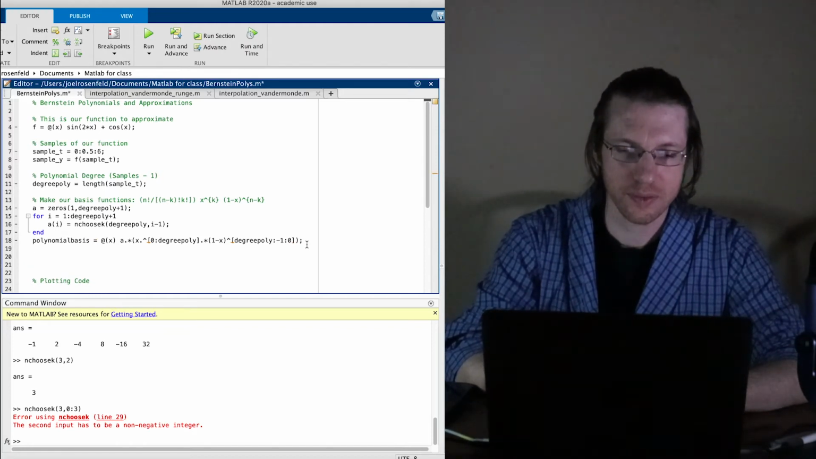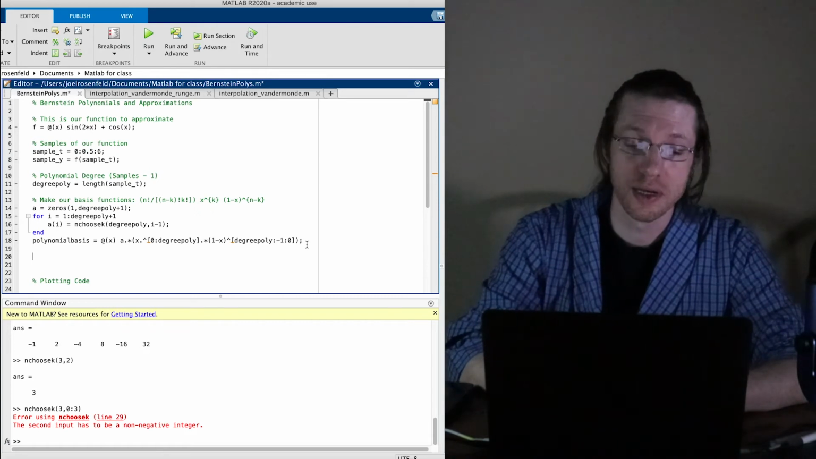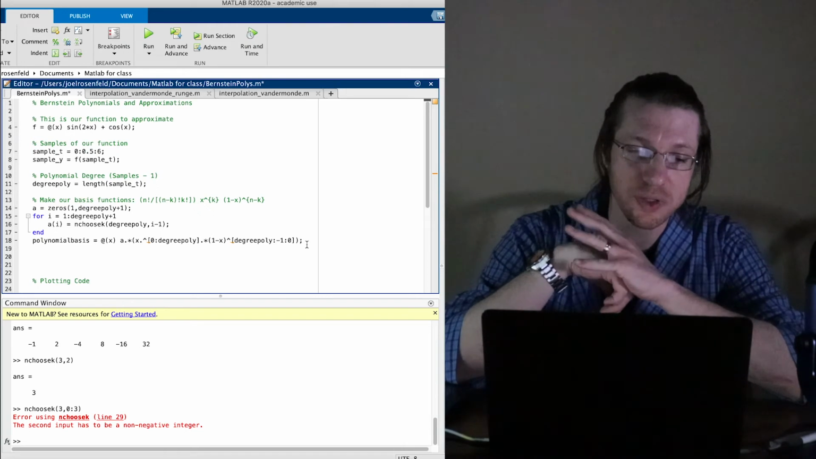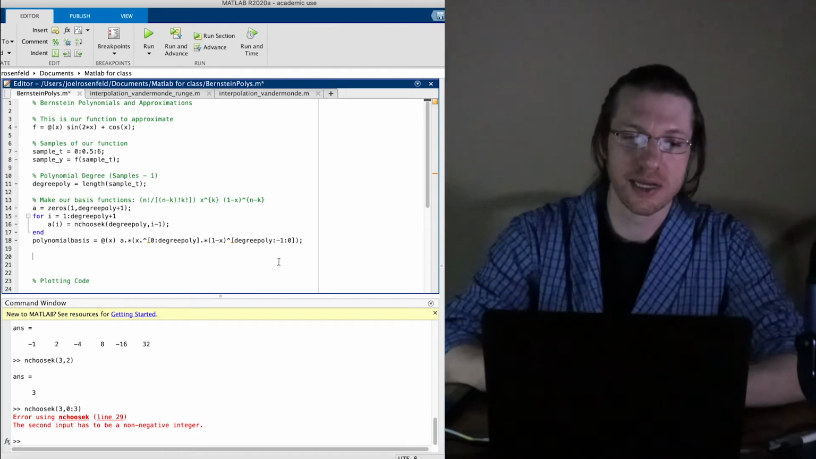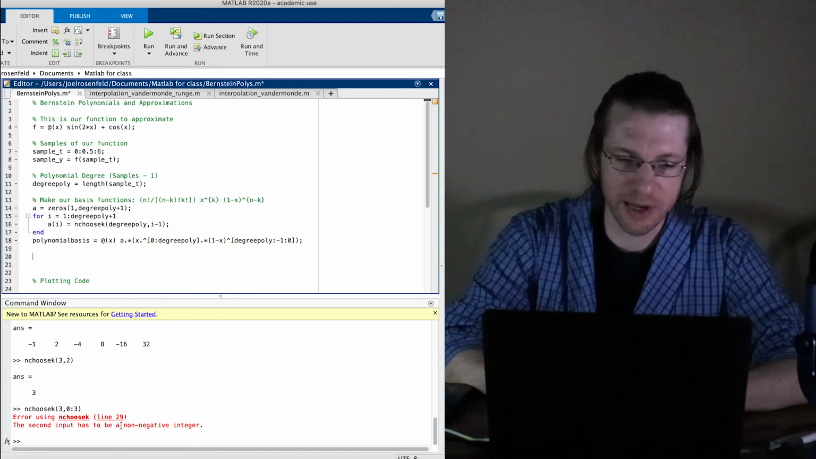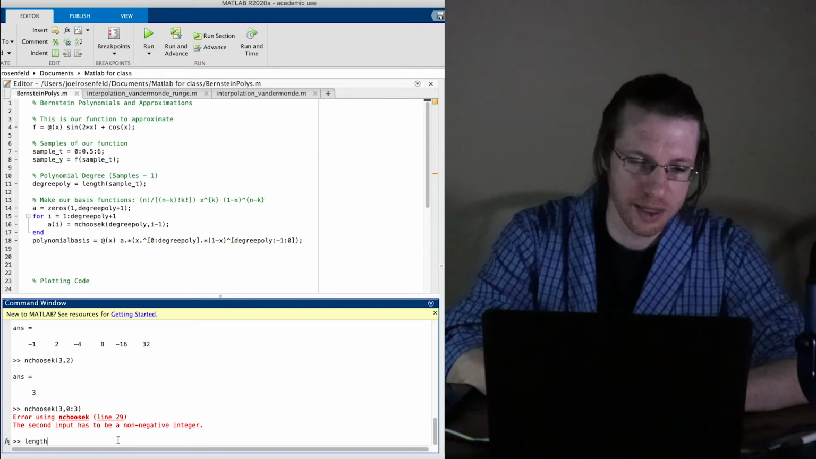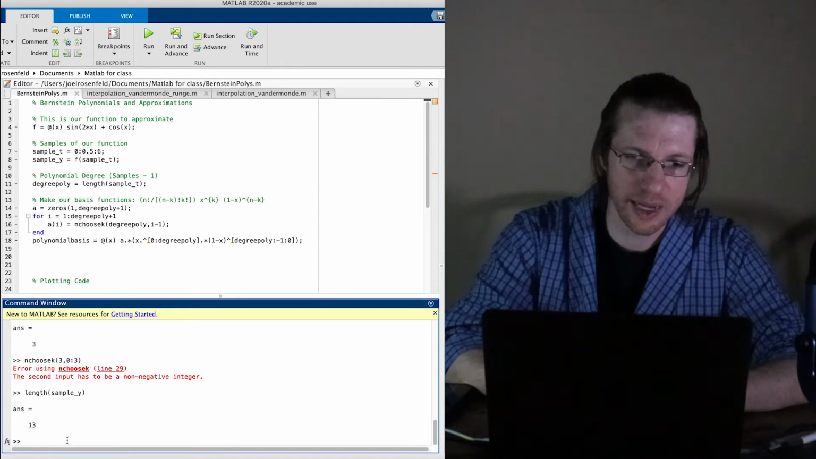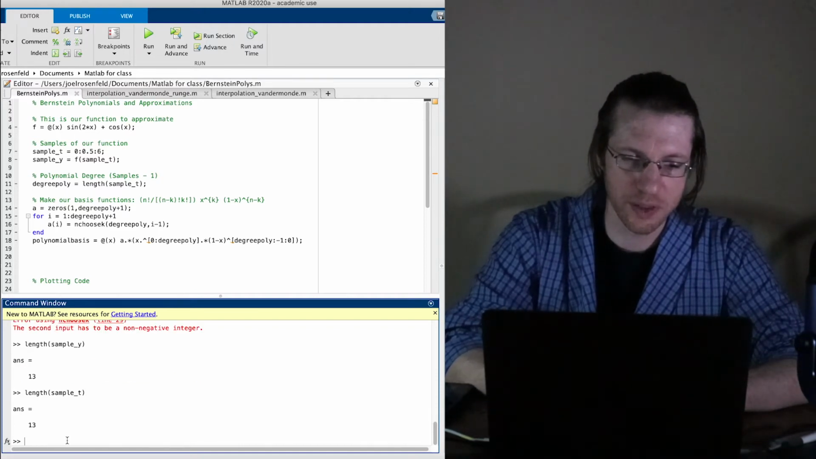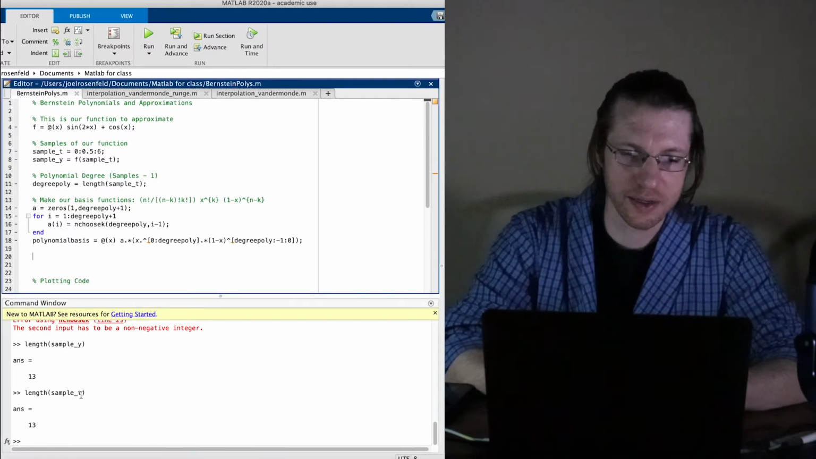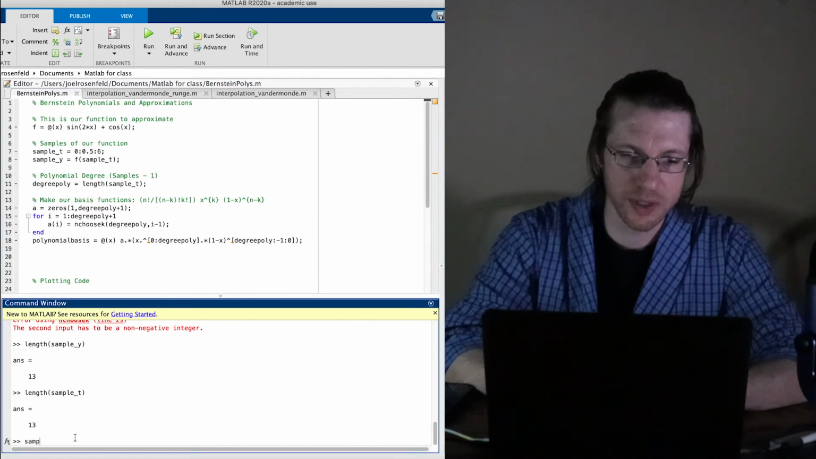Okay, so now we just need the weights. If you remember, the weights that go on these polynomial bases are just the samples of our function. And so we already have sample y. If I, for instance, look at the length of sample y, we see it's 13, and the length of sample t, which is ultimately going to be the degree of the polynomial, is also 13. So they're in agreement.